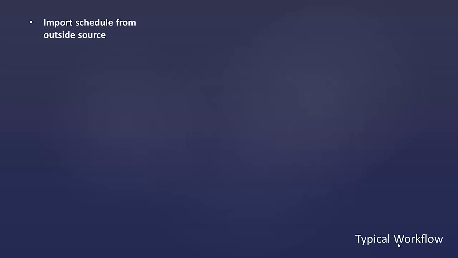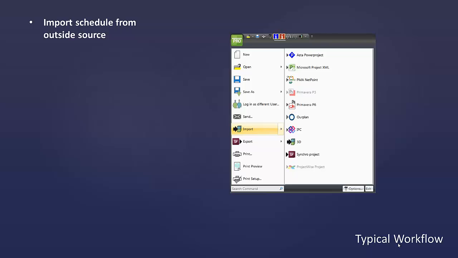So the first thing we'll go over is the typical workflow working in Synchro. For most people, this starts with a schedule in an outside scheduling system, whether that be P6, Asta, or Microsoft Project. You'll create your schedule there, and then you'll import it into Synchro. We work with all of these programs shown here: Asta Power Project, Microsoft Project, PMA NetPoint, Primavera P3, and Primavera P6. All of those can be imported into Synchro using this import menu. You would also import your 3D model. We support over 30 different file types, as well as the universal IFC format.